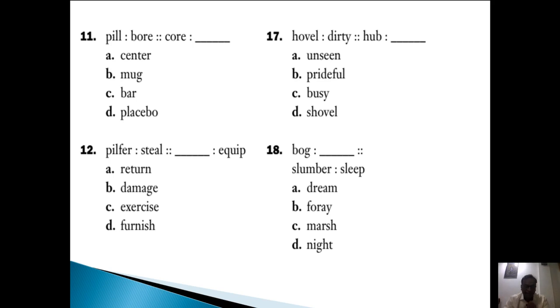Question number 18. Bog, B-O-G. A bog is a synonym for a marsh. A bog is a synonym for marsh, and slumber is a synonym for sleep. Getting me? So the answer to question 18 would be marsh, option number C.